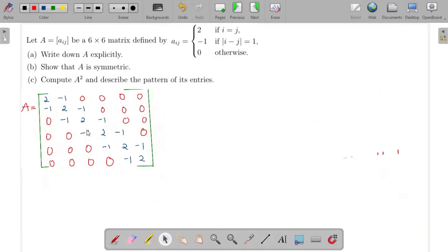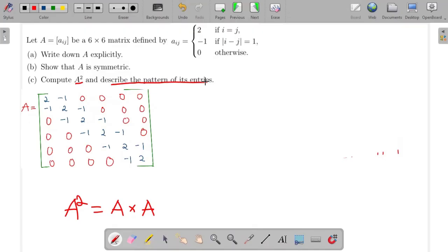So part C, they're saying compute A squared and describe the pattern of its entries. So A squared, I know you know how to find that, right? Because A squared is just simply the matrix A multiplied by the matrix A. I know you know how to multiply the matrices. So my interest is here where they're saying describe the pattern of its entries. So how are you going to do that?